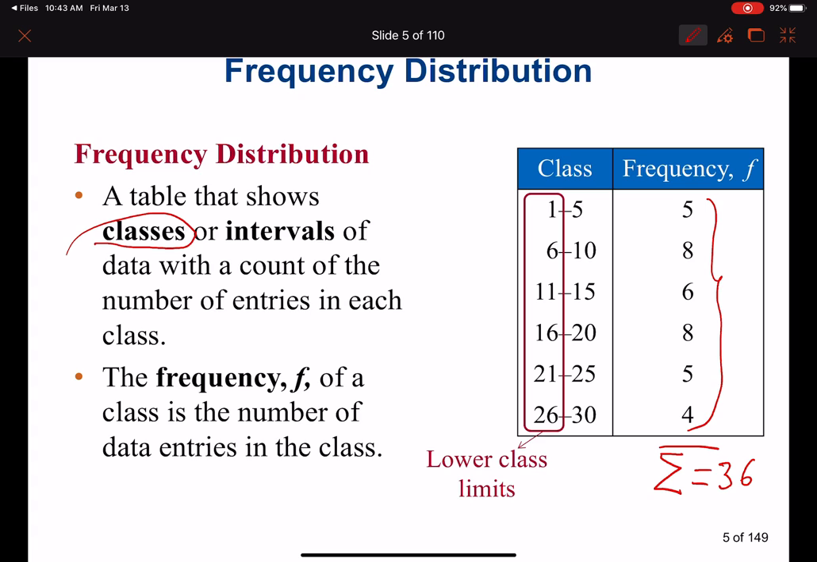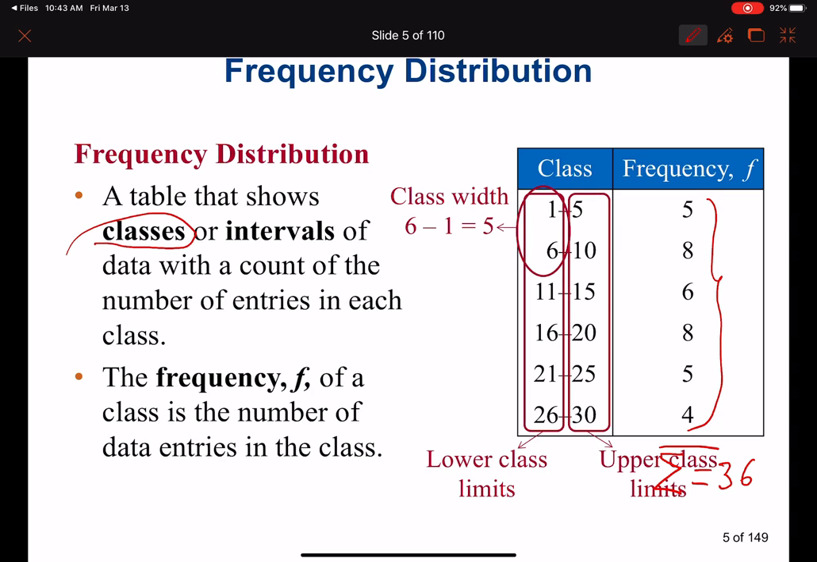So 1, 6, 11, 16, 21, 26, that's what we call lower class limits. And 5 and 10 and 15 and so forth, we call upper class limits. So lower class limits and upper class limits.